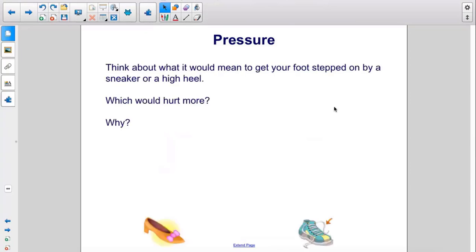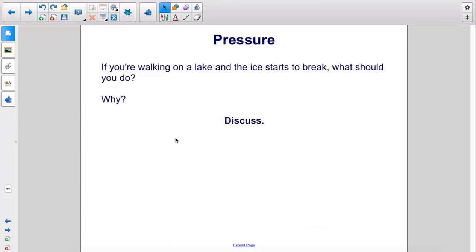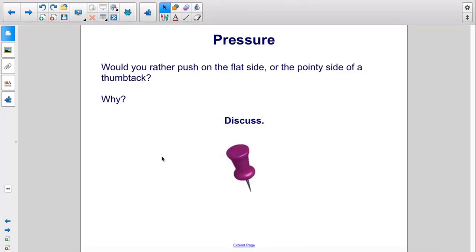Discuss. Think about what it would mean to get your foot stepped on by a sneaker or a high heel. Which would hurt more? Why? If you're walking on a lake and the ice starts to break, what should you do? Why? Discuss. Would you rather push on the flat side or the pointy side of a thumbtack?